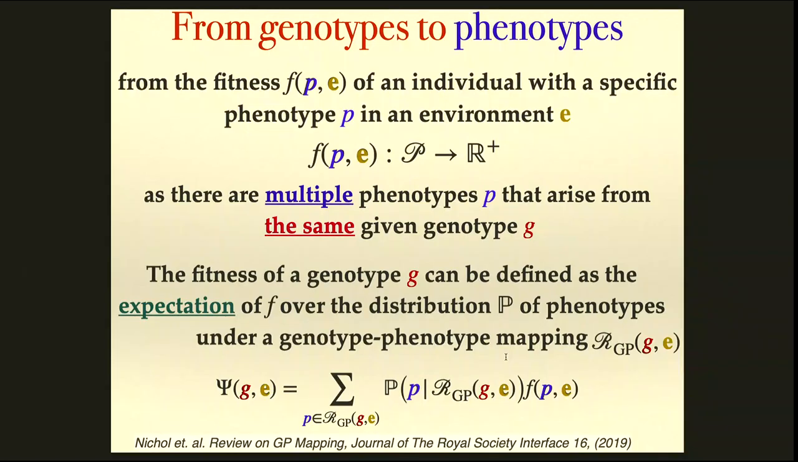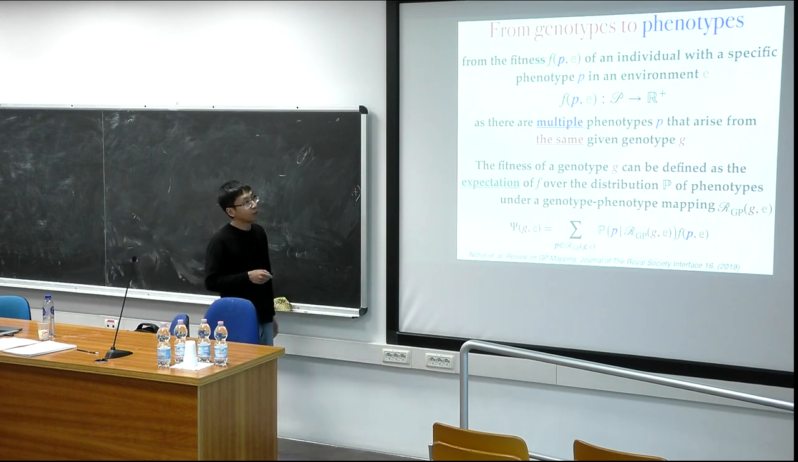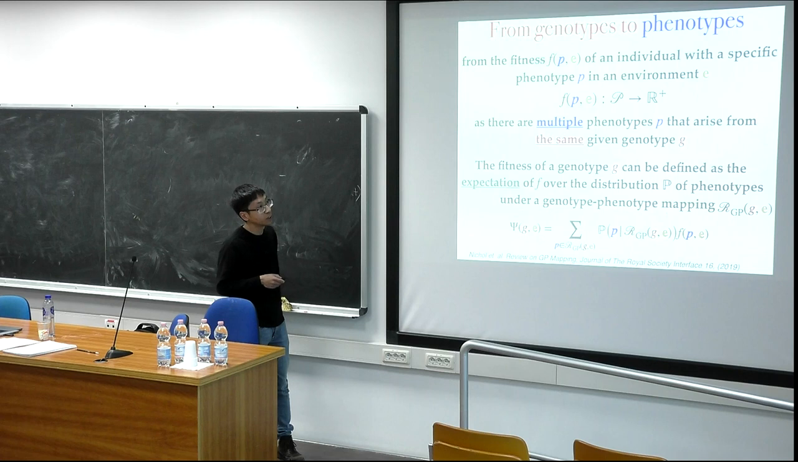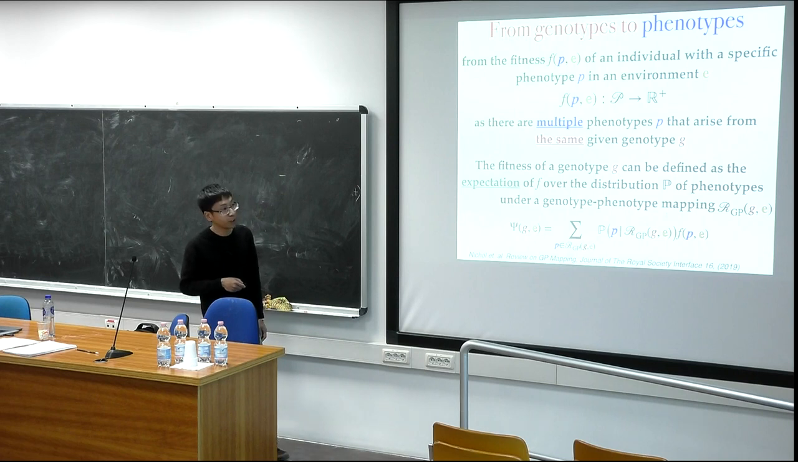So now we go back to maybe the most complicated mapping, the one from genotype to phenotype. The fitness of an individual carrying the phenotype P is just a mapping from the space of phenotype P here to R plus, right? If there are multiple phenotypes P corresponding to the same given genotype G, then the fitness can be defined as an expectation value of this fitness over the distribution of the phenotype.